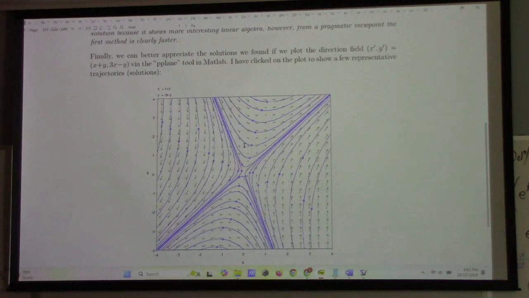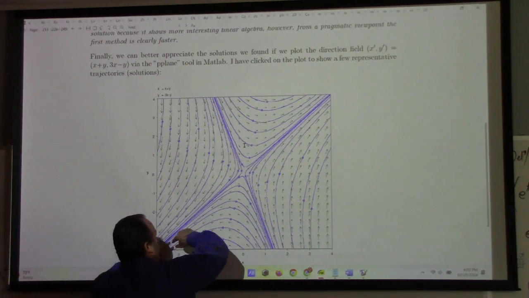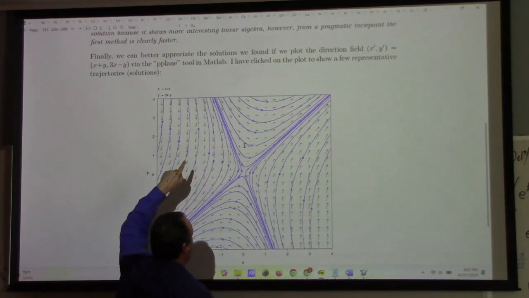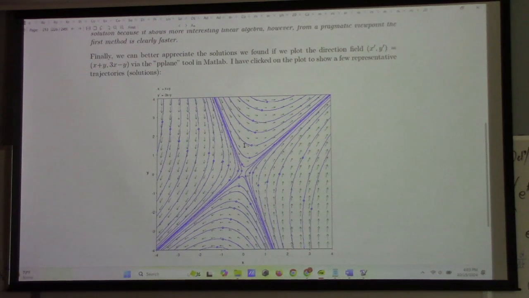And here's a picture of what's going on. These are actually pictures of the solutions. And you can see that there's something special happening along these two axes. Those are the eigenvector directions. All right? So, anyway.